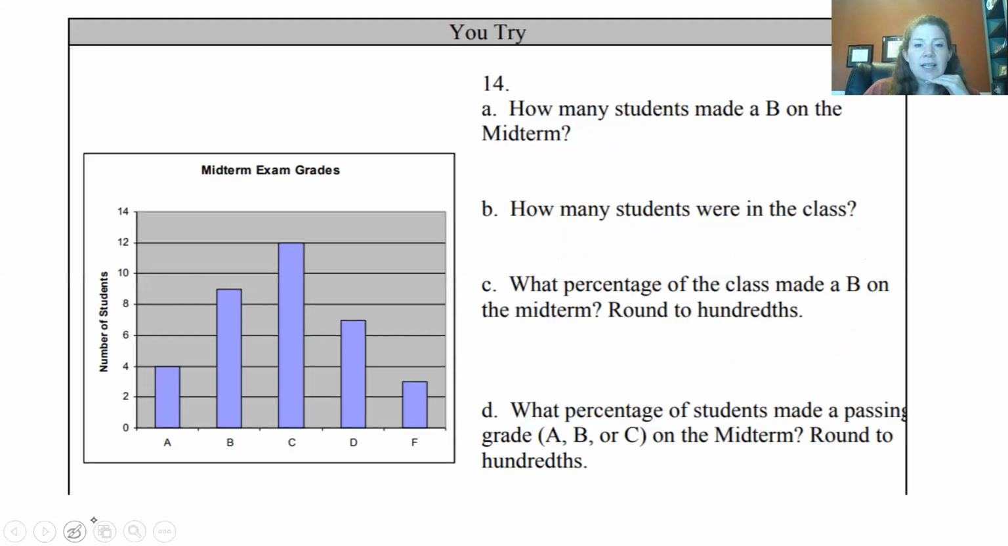That's awesome. All right, so now you guys try letter D, and then we're going to come back for a couple of word problems. So go ahead and pause me, try these on your own, and then come back and check your answers, please.